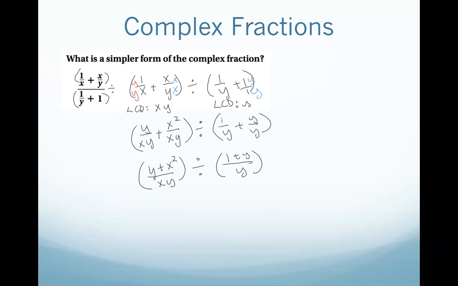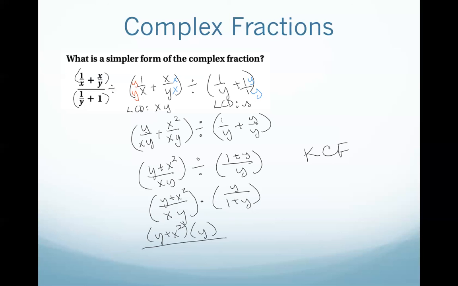From here, it's what we saw in section 2. We're going to do the keep, change, flip, or multiply by the reciprocal. So my first term stays the same, y plus x squared over xy. This turns into multiplication of y over 1 plus y. Because this is multiplication now, I can write it as a single fraction. That's y plus x squared times y divided by xy times 1 plus y. Nothing else can be factored, so that is my answer.